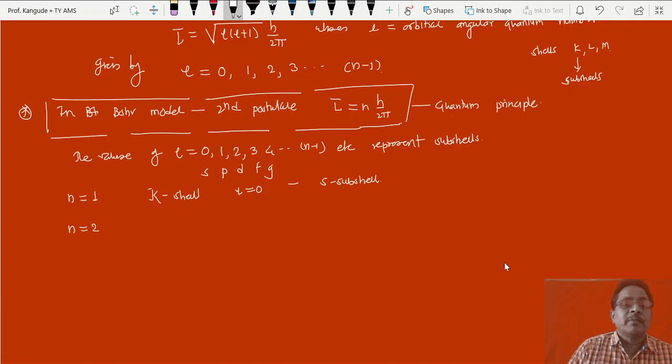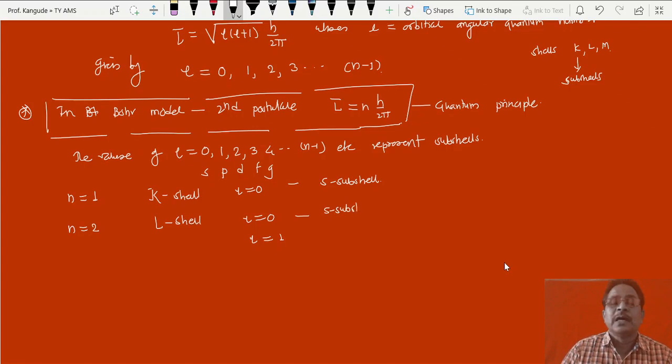Then we go for another orbit, n equal to 2. Now this is called the L shell. And here l has two values. First value is 0 and second value is 1. So n equal to 2, we have two values, l equal to 0 and l equal to 1. It varies from 0 to n minus 1. n is 2, so 2 minus 1 is 1. That's why the second value is this. As long as this small l for a subshell is 0, then this is called the s subshell, and for l equal to 1, this is called the p subshell.